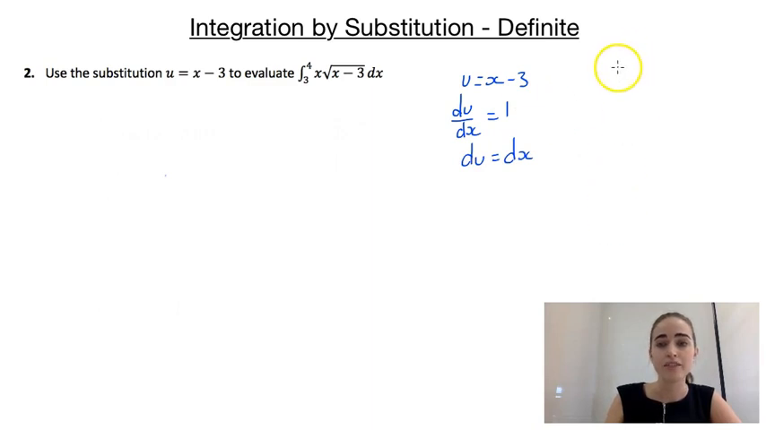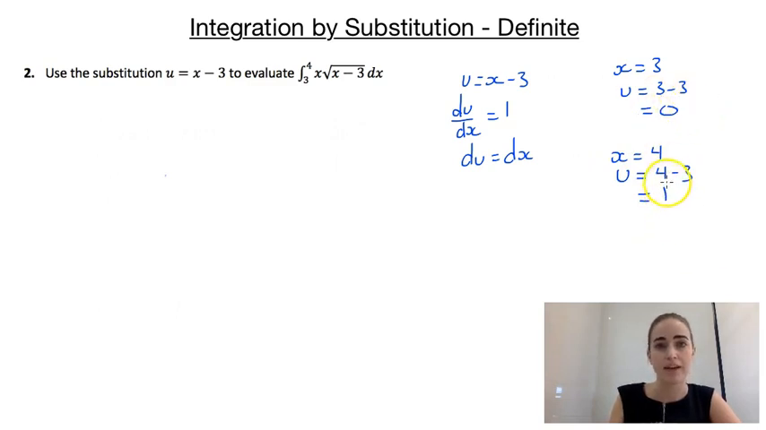Now if we look at our bounds, when x was 3, so our lower bound, that means that u would be equal to 3 minus 3, which is 0. And when x was 4, which is our upper bound, u would be equal to 4 minus 3, which is 1. So that's our new upper and lower bounds.